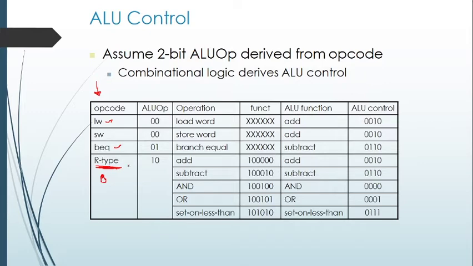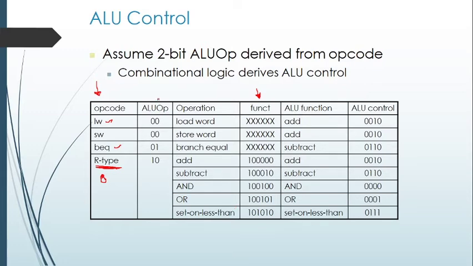So how do we know which instruction it is? It needs a special field in the instruction called function, which we studied in the instruction set. The function field decides which operation it is going to perform. For an add instruction, the function field is different. For subtract it is different, and for AND, OR and set less than. All the R-type instructions will have different values in the function field.